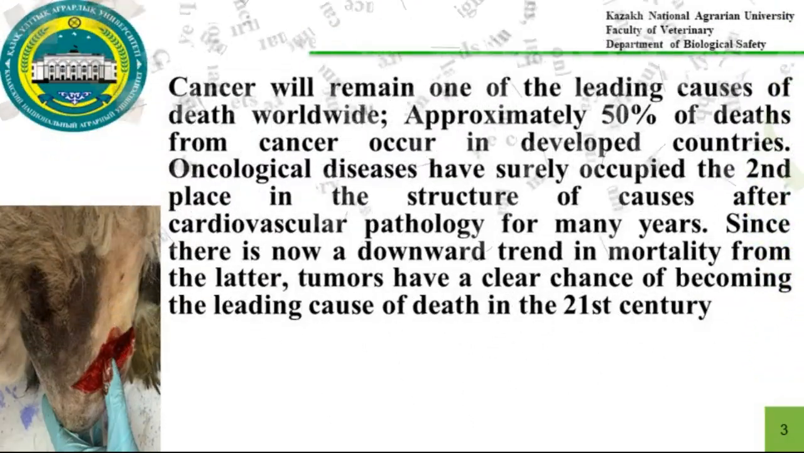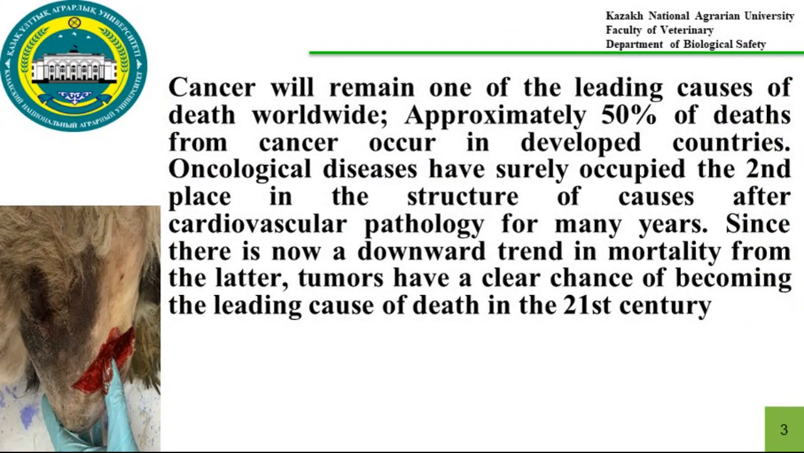Next, cancer will remain one of the leading causes of death worldwide. Approximately 15% of deaths from cancer occur in developed countries. Oncological diseases have for many years occupied second place in the structure of causes of death after cardiovascular pathology. Since there is now a downward trend in mortality from the latter, tumors have a clear chance of becoming the leading cause of death in the 21st century.